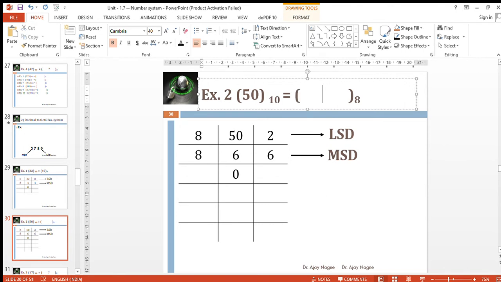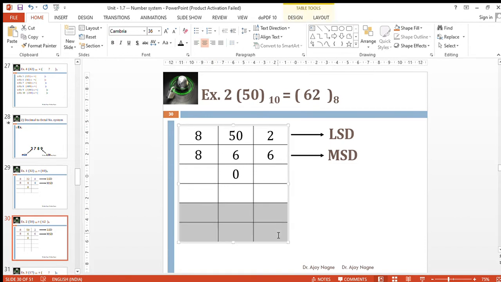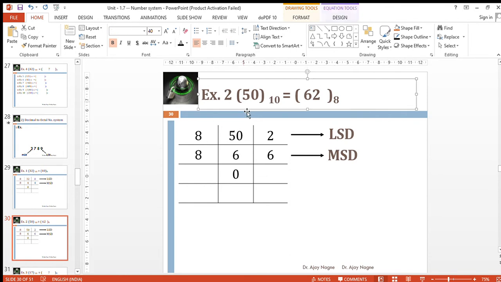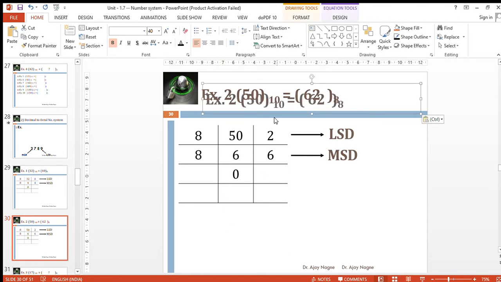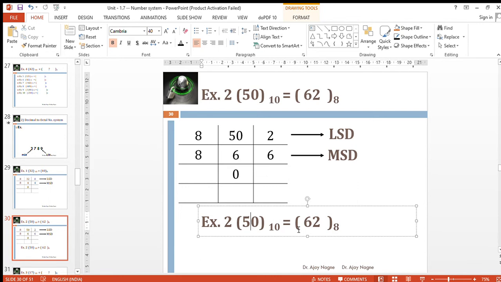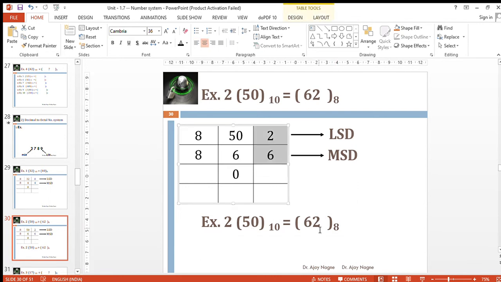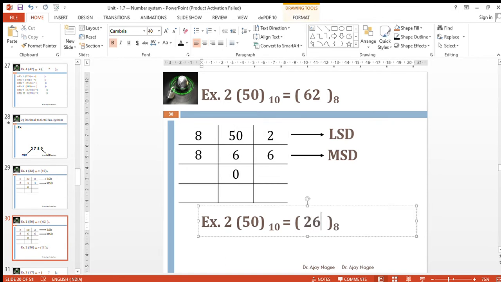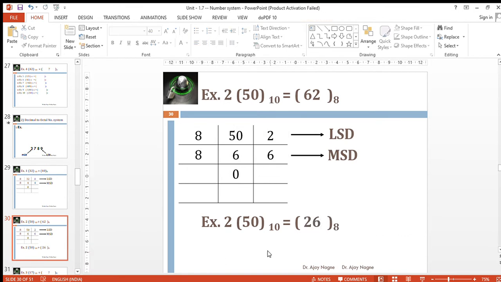So the output of this is 62. All of you got it? Yes, right, good. Now I will give you one clue. If you write down the wrong number, now consider that instead of 62 we write 26. Now how to identify that our answer is wrong?